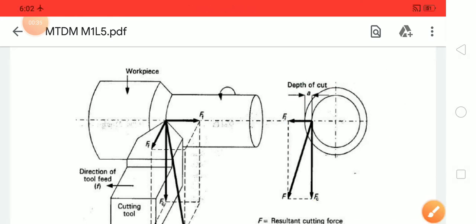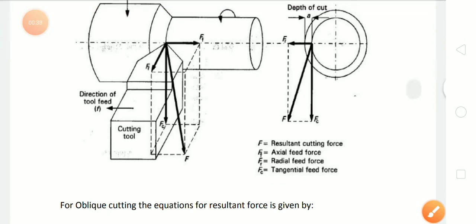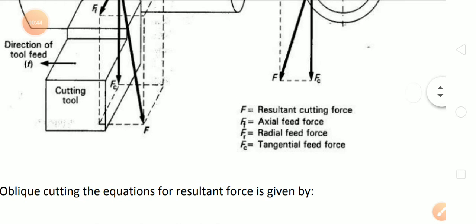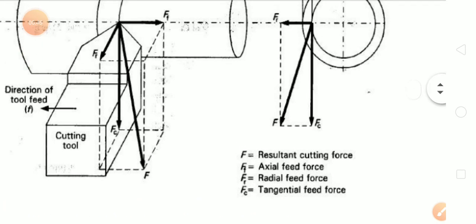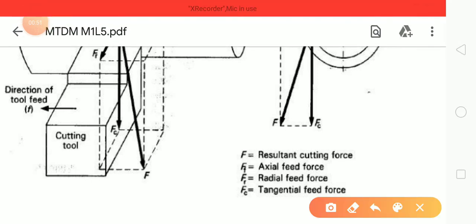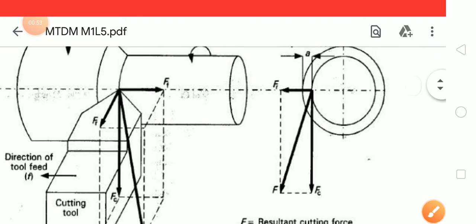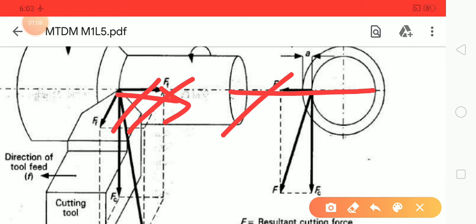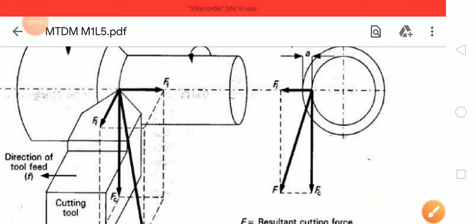Now I will explain four different forces acting on a workpiece. The first one is the axial feed force. The axial feed force is a feed force generated inside the workpiece from the cutting tool, and it will be parallel to the axis. Here is the axis and here is the axial force. You can see both are parallel to each other, so that is why it is called the axial feed force.